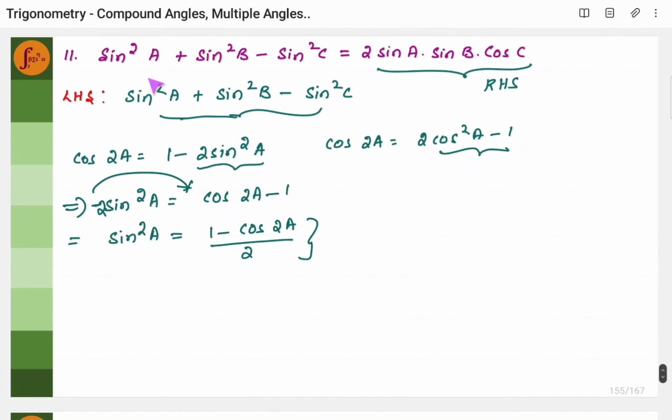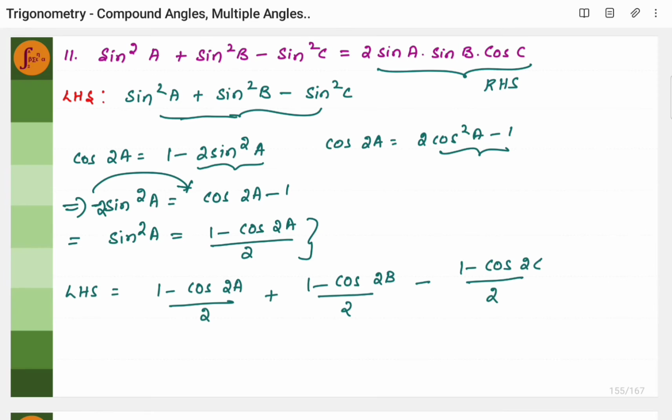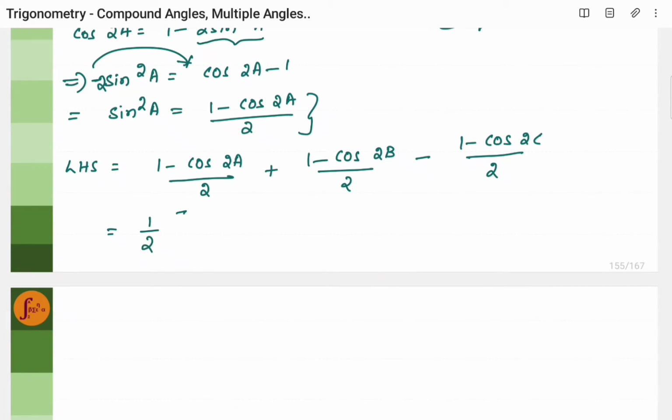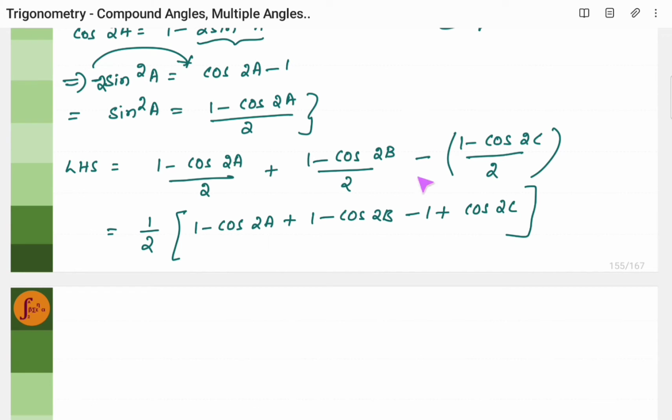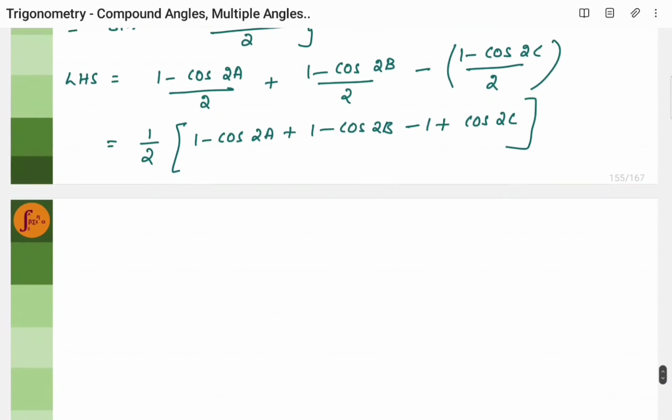Now I'll substitute this in this entire expression. So I'll get LHS is equal to, instead of sin²A, I'll write (1 − cos 2A)/2. Instead of sin²B, I'll write (1 − cos 2B)/2. Instead of sin²C, I'll write (1 − cos 2C)/2. Now I'll take half as common. So what I'll get: (1 − cos 2A) + (1 − cos 2B) − (1 − cos 2C), minus into minus is plus cos 2C. Be careful with the signs, right? One mistake and the problem will go wrong.